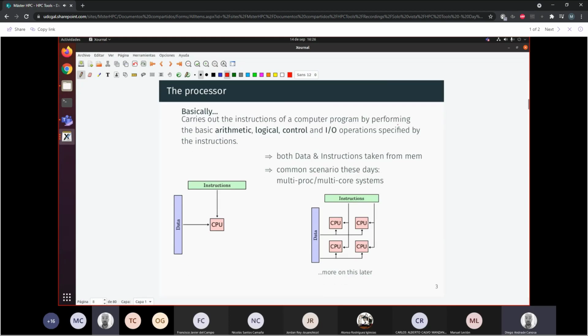In a CPU, in a processor, normally we are going to be executing all the time, concurrently, several instructions on several pieces of data at the same time. And this is something that we are going to call parallelism. Okay? So probably this master, if it was not called master in HPC, should be called master in parallelism. Because this is something that we are going to try to do all the time, to parallelize things. To do several things of the same kind at the same time.